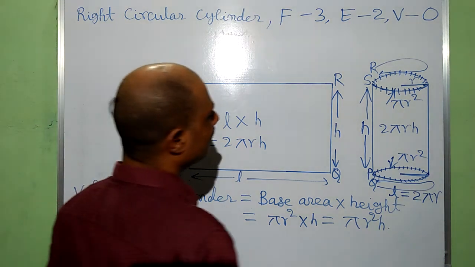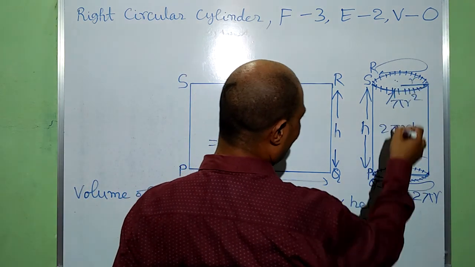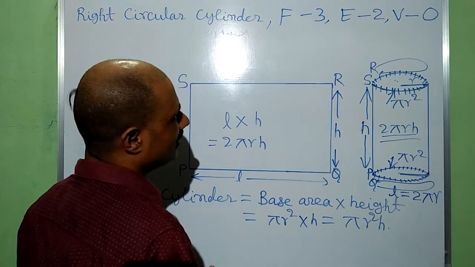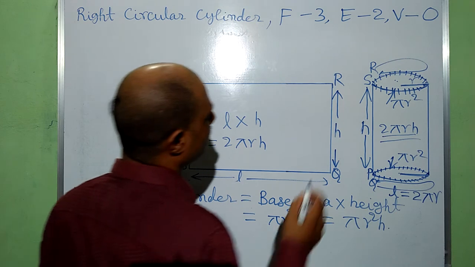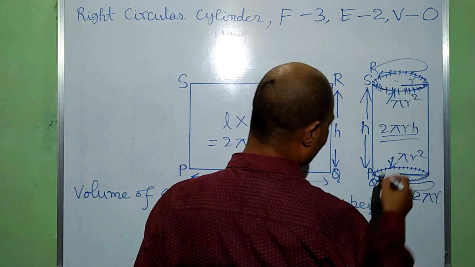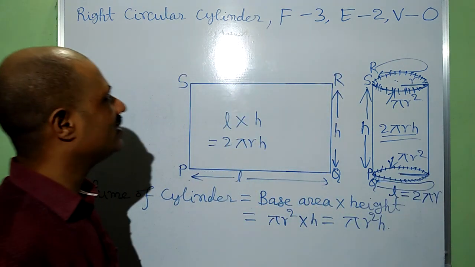It has 3 faces, 2 circular faces and 1 curved surface. It has 2 edges, both are curved. This one is a curved edge, this one is also a curved edge, and it has no vertex.